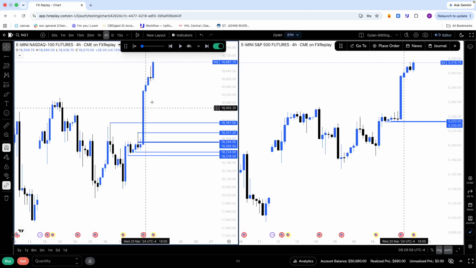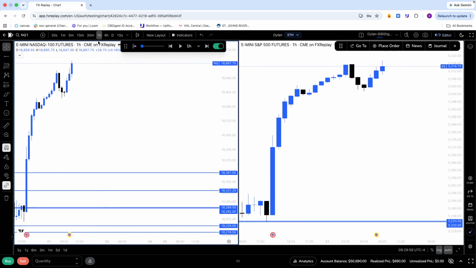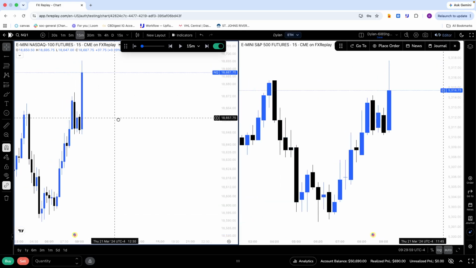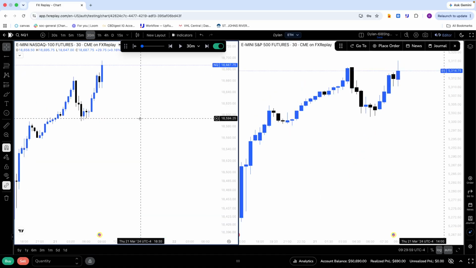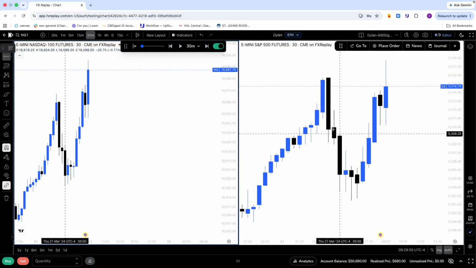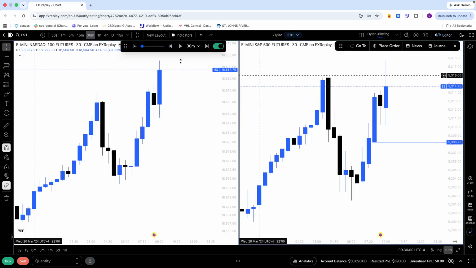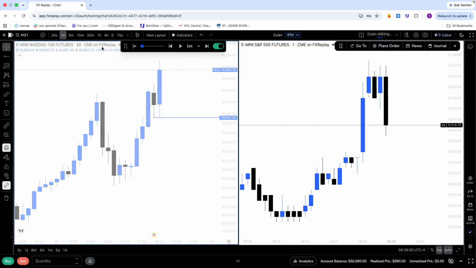What I want to see now is price generate liquidity at the highs to then possibly go higher. So yeah, maybe these lows get reached. This is probably my target right here. This or this. So let's see what we got.